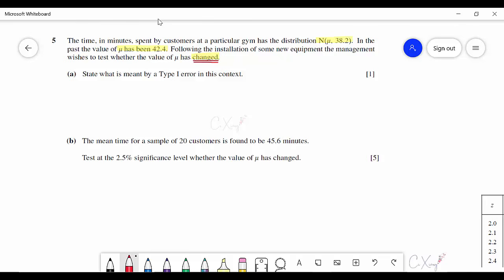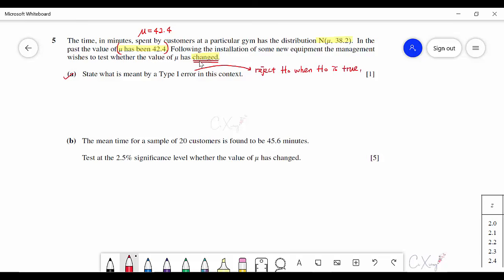Right. So we start with question number 8. State what is meant by type 1 error in this context. For type 1 error, it means rejecting the null hypothesis when the null hypothesis is true. So what is your null hypothesis? Very obviously, it should be mu equals 42.4. Whether the mu has changed or not, the has changed is actually your alternative hypothesis.